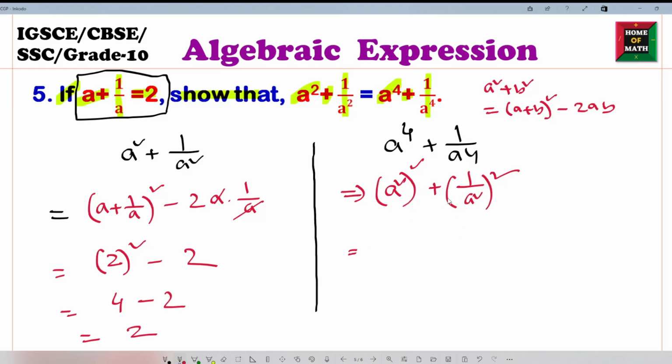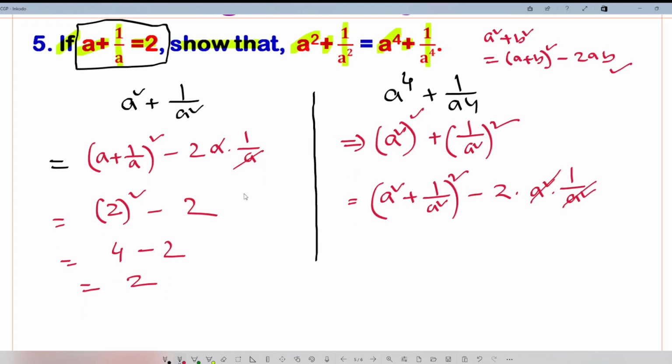So this one we can write a similar formula: a square plus b square equals a plus b whole square minus 2ab. So we can write (a square plus 1 by a square) whole square minus 2 times a square times 1 by a square. So a square and a square cancel out, and the first question we already found the result, a square plus 1 by a square equals 2. So we can write here 2 square minus 2, so 2 square means 4 minus 2, answer is 2.